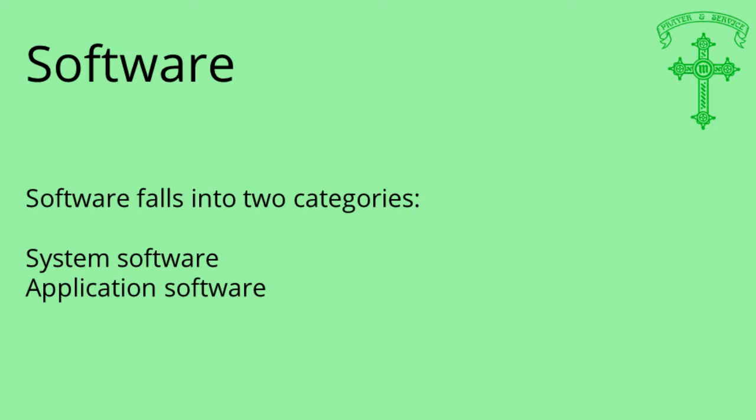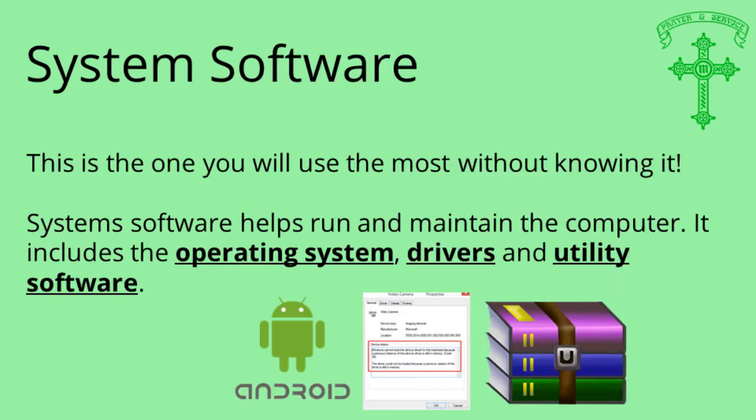So it says on the slide, software, that's code that runs on a computer, falls into two categories. If we go on to the next slide, system software is the one you're going to use the most without knowing it. You looked at operating systems last lesson for me. I'm going to touch on two other things. They're not necessarily things you would have heard of these days.